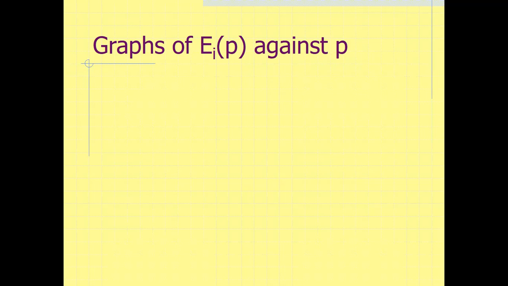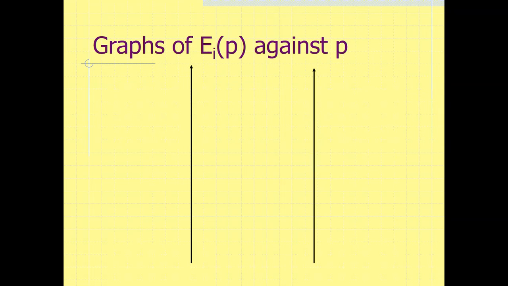Now we plot the graphs of these expected payoffs for A, E1, E2, E3, E4 against P. For this we draw two parallel lines at unit distance apart and mark a scale on each of them.